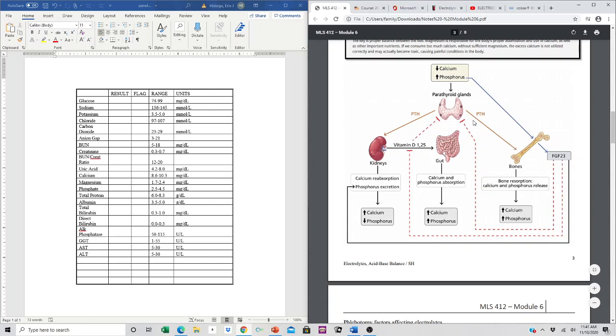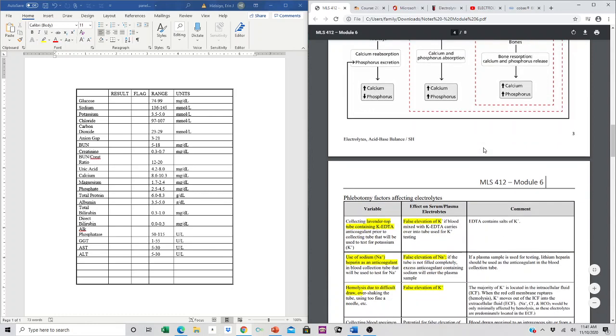PTH acts upon the kidneys and will raise calcium levels and lower phosphorus levels. It will act upon the bones and raise calcium and raise phosphorus. And then the kidneys will also release vitamin D to the GI tract, which will then raise calcium and raise phosphorus. So part of this is all that feedback mechanism where one plays a balancing act with the other.